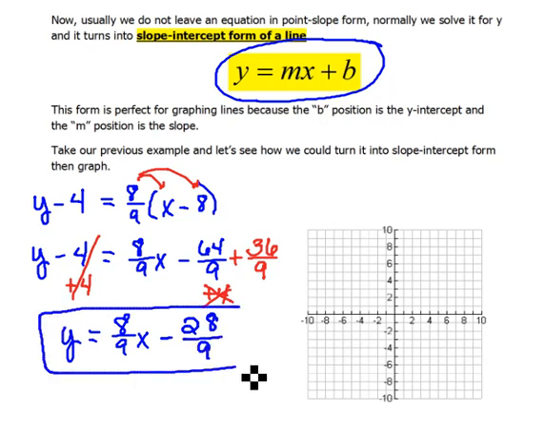Now this is in perfect slope-intercept form, where the number in front of the x is our slope, and this value here is our y-intercept. And we'll pick up from there in the next video.